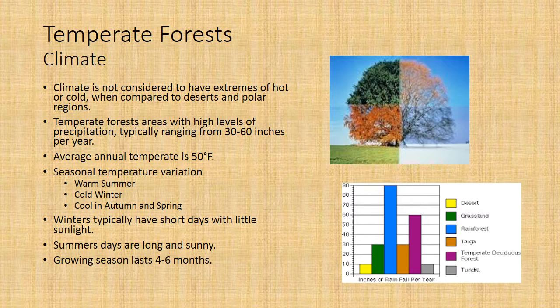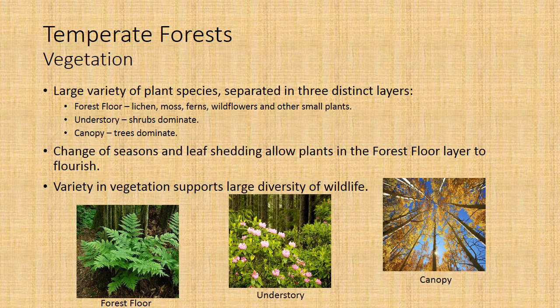Temperate forests are areas with high levels of precipitation, typically ranging from 30 to 60 inches per year. The average temperature is 50 degrees Fahrenheit, which varies depending on the season. You usually have warm summers, cold winters, and a cooler autumn and spring. Winters usually have short days with little sunlight. Summer days are much longer with a lot more sun, and the growing season lasts between 4 and 6 months.